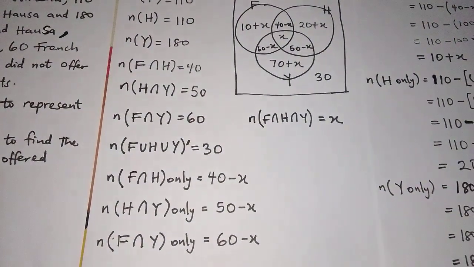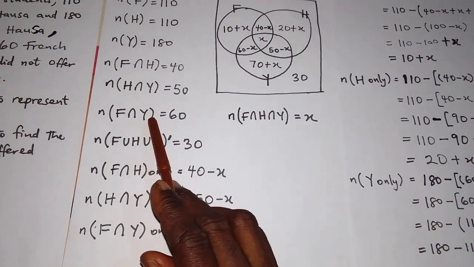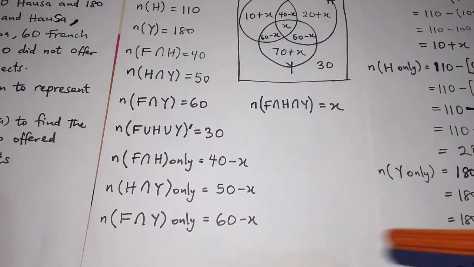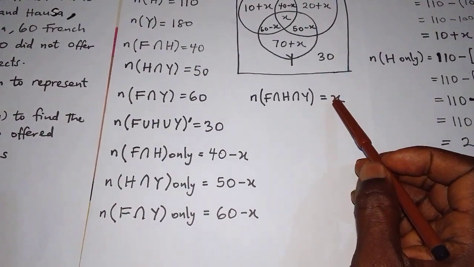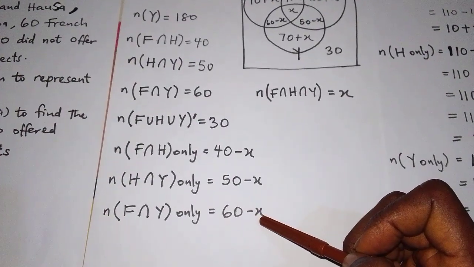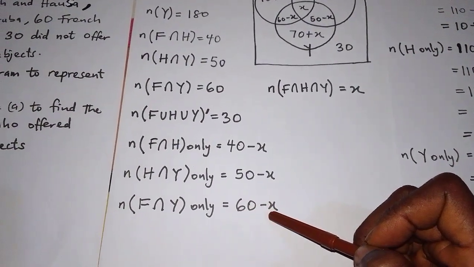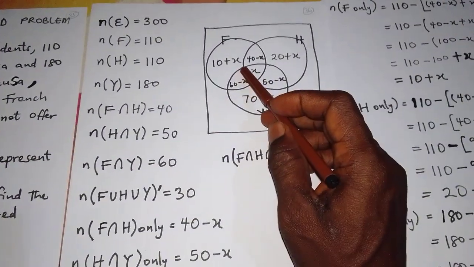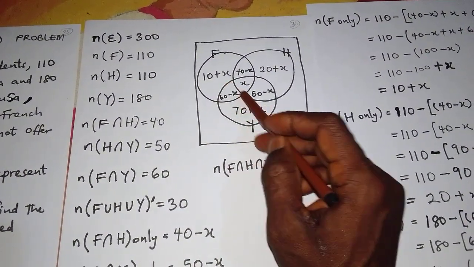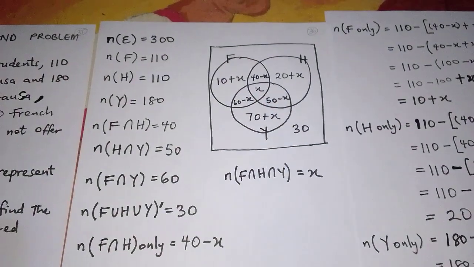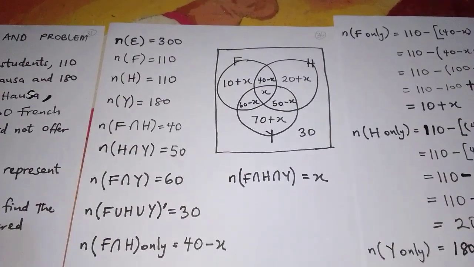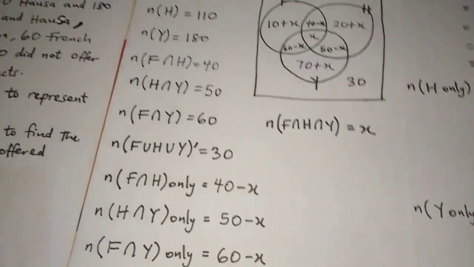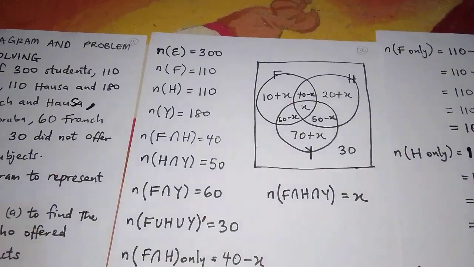Then we know that 60 students offer French and Yoruba. We are having 60 students. But to know those that will offer only French and Yoruba, you subtract those that are offering the three subjects from it. So that will be 60 minus X offering only French and Yoruba. So French and Yoruba, this is where they intersect. Only French and Yoruba are 60 minus X.